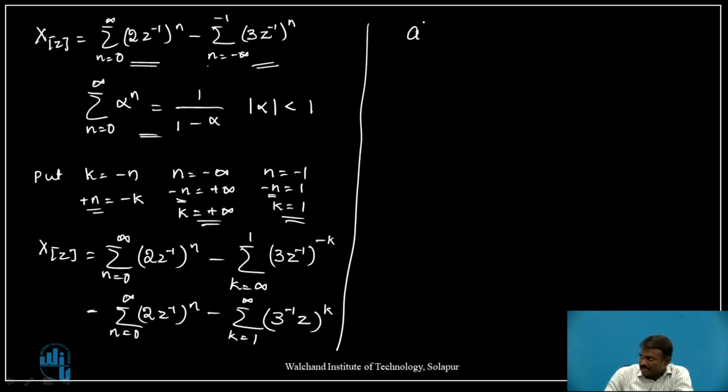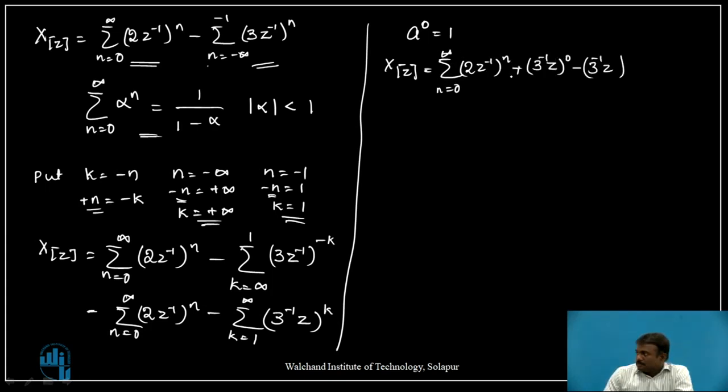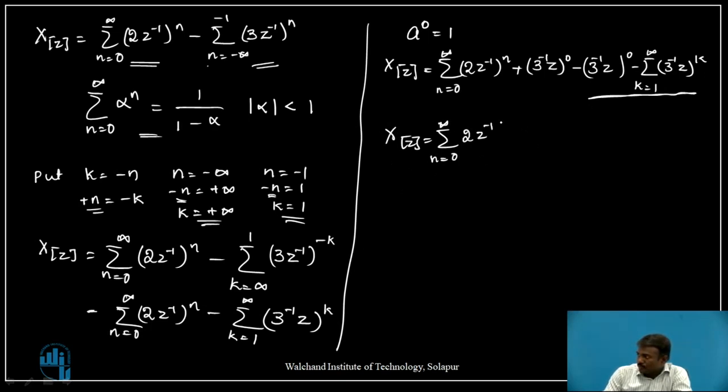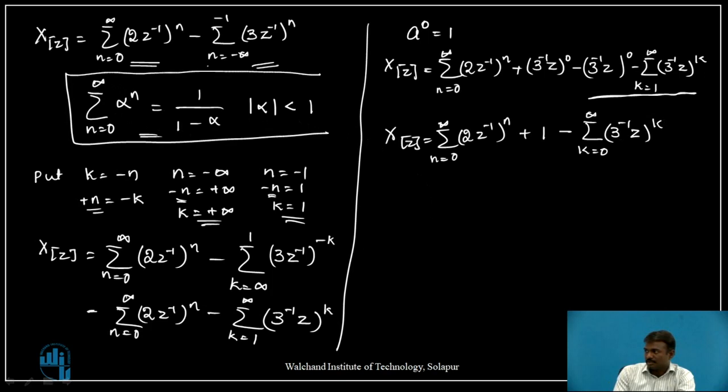Therefore we are going to use the concept that a to the power 0 is equal to 1 in this example here. Therefore X of z is equal to summation n equal to 0 to infinity (2z inverse) to the power n plus (3 inverse z) to the power 0 minus (3 inverse z) to the power 0 minus summation k equal to 1 to infinity (3 inverse z) to the power k here. Now we are going to merge these two terms, and this will be further written as X of z is equal to summation n equal to 0 to infinity (2z inverse) to the power n plus (3 inverse z) to the power 0, which is nothing but 1, minus summation. We are going to merge these two terms, therefore k is equal to 0 to infinity (3 inverse z) to the power k.